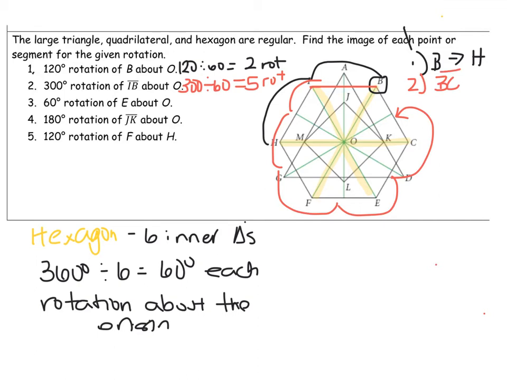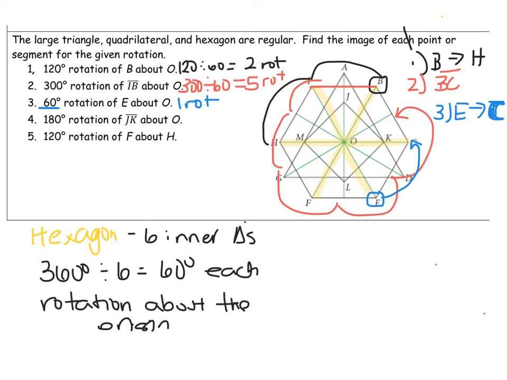Okay, number 3, a 60-degree rotation of E about O. So here is vertex E. Again, 60 degrees means one rotation, counterclockwise, one rotation, E maps to C. So number 3, the new image is C.